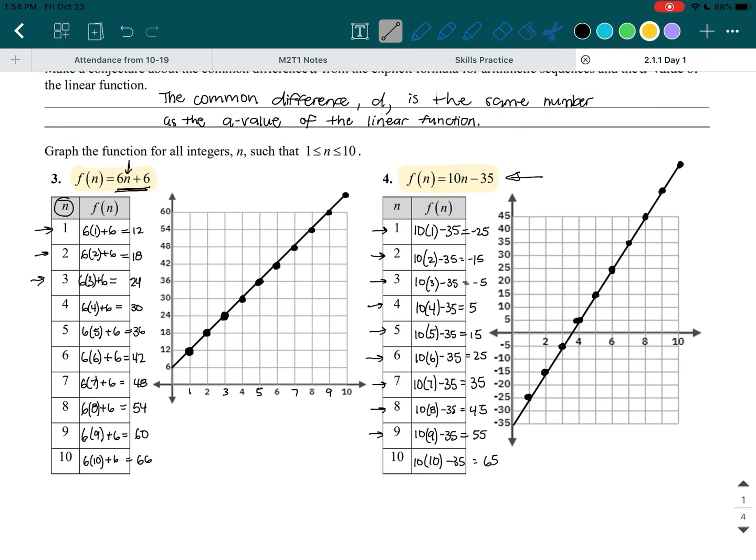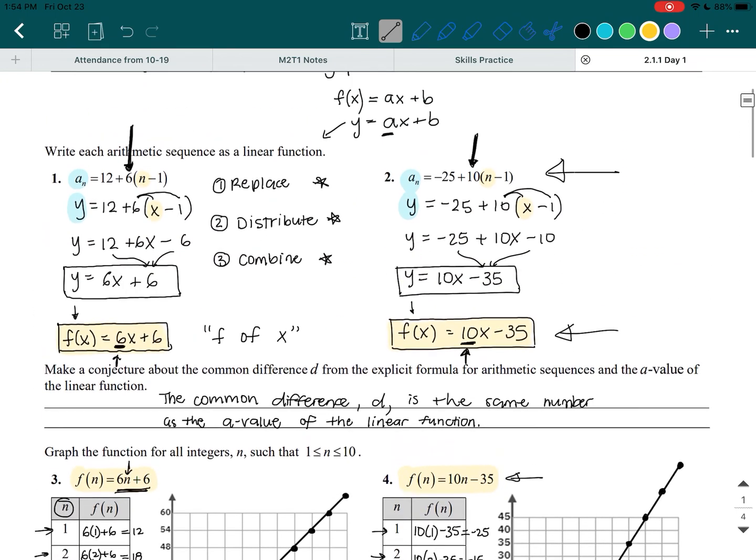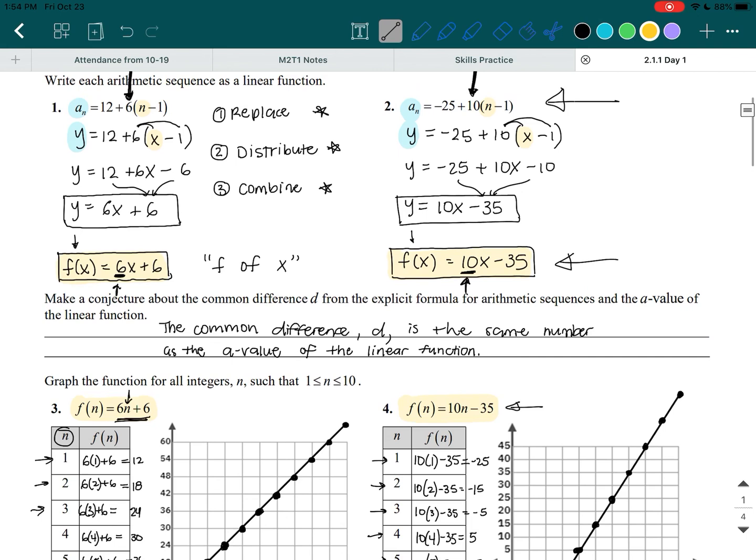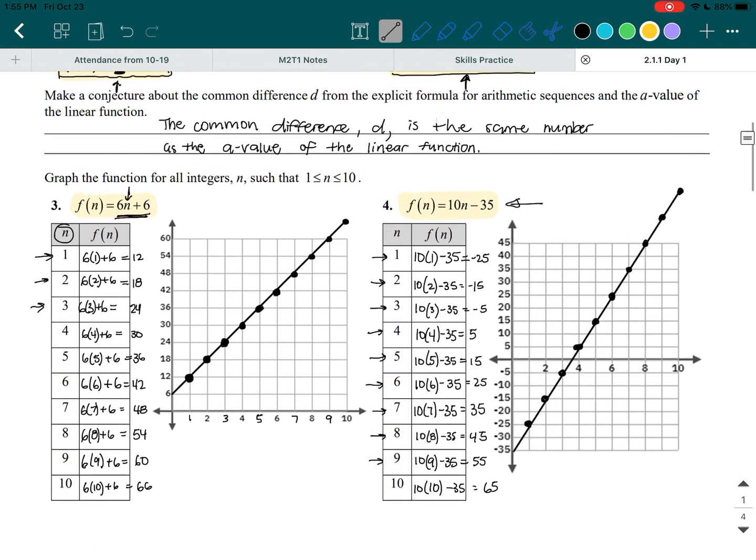And there we go. So in this example, we learned to graph the function for all integers. So we started off with an arithmetic sequence, we turned it into a function, and then we graphed the function.